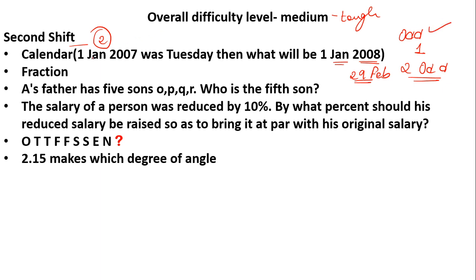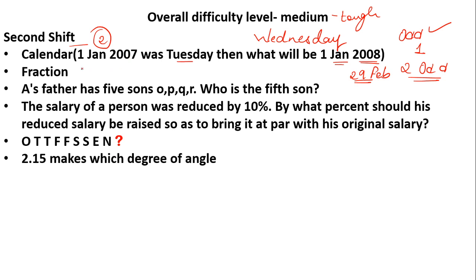So if your 1st January 2007 was Tuesday, after Tuesday comes Wednesday. So the correct answer is 1st January 2008 is a Wednesday. Those who have marked Wednesday as the answer, it will be correct.